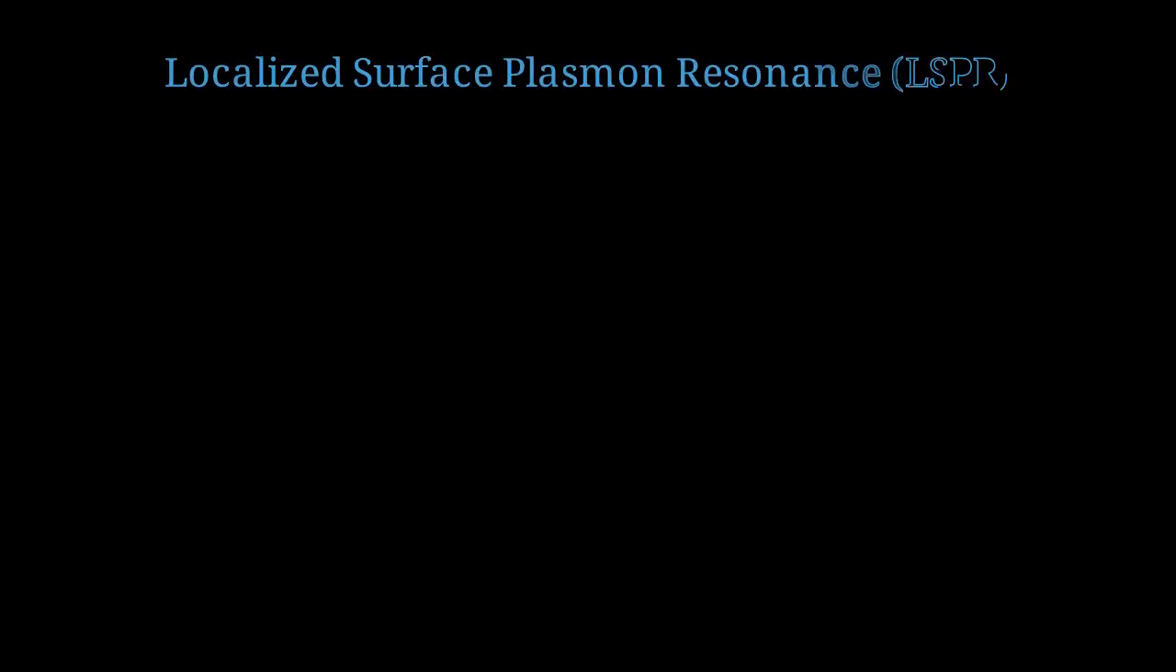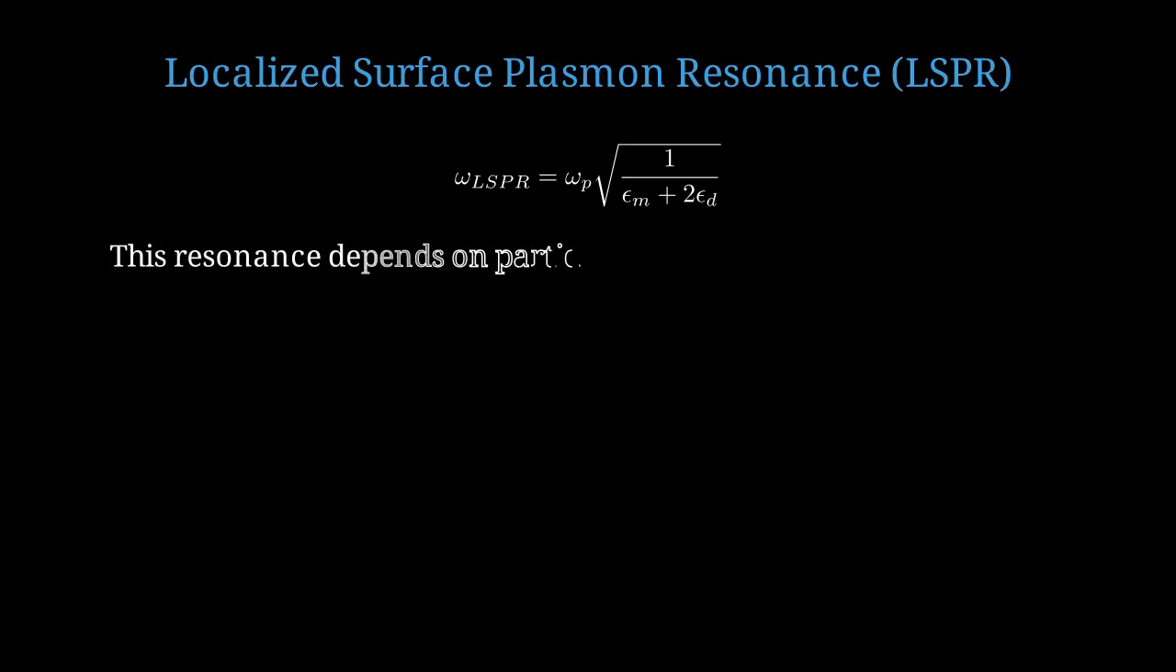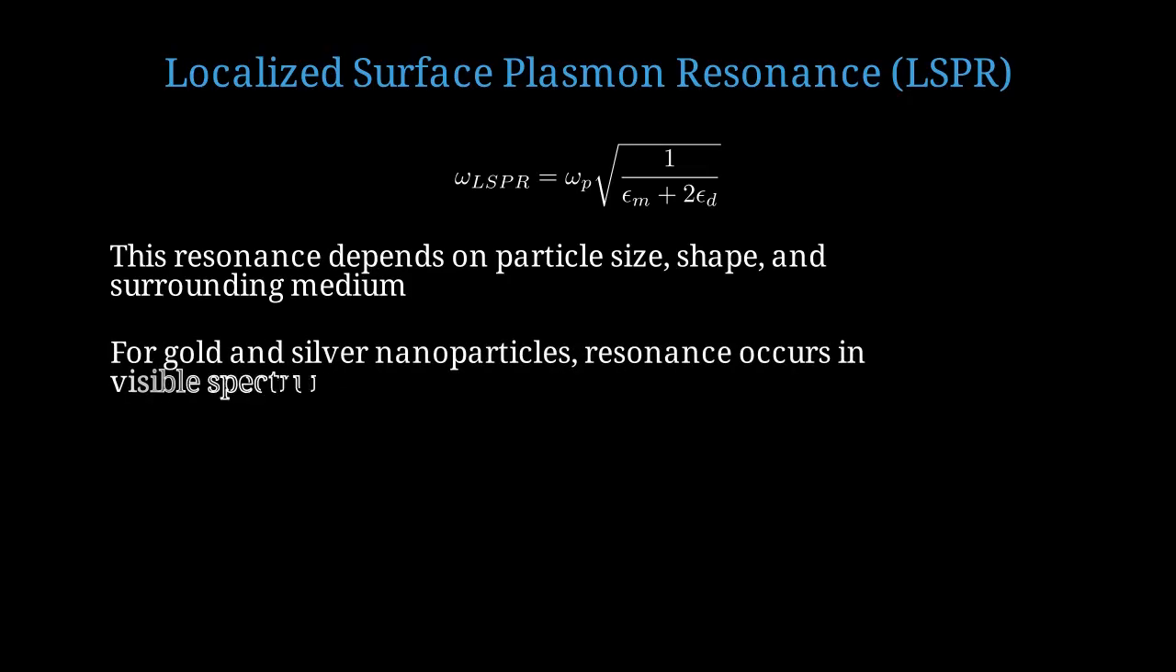When the frequency of incident light matches the natural oscillation frequency of the electrons, we get localized surface plasmon resonance, or LSPR. The resonance frequency omega LSPR equals the bulk plasma frequency omega p times the square root of 1 over the sum of the metal permittivity epsilon m plus 2 times the dielectric permittivity epsilon d. This resonance frequency depends critically on the nanoparticle size, shape, and the dielectric properties of the surrounding medium. For noble metals like gold and silver, the resonance typically occurs in the visible region of the spectrum, which is why gold nanoparticles appear red or purple in solution.